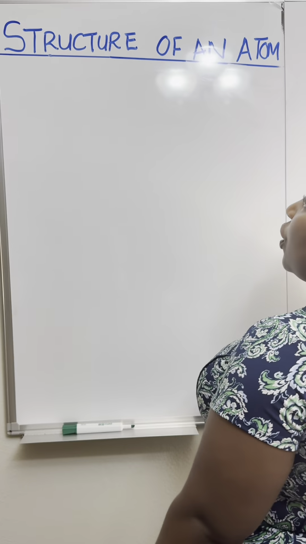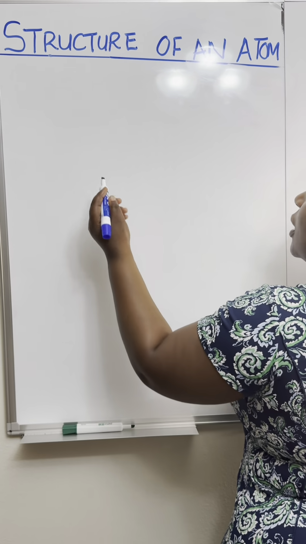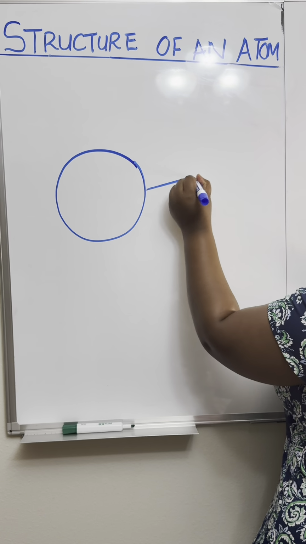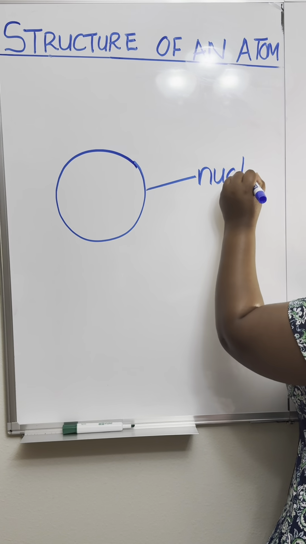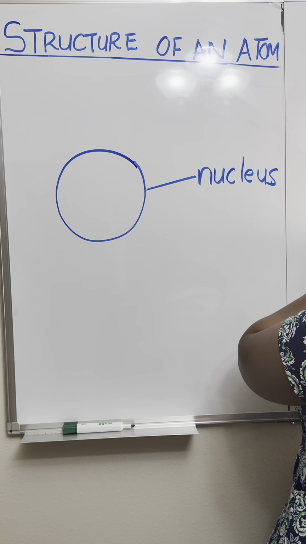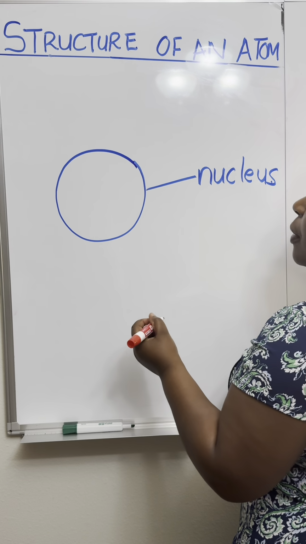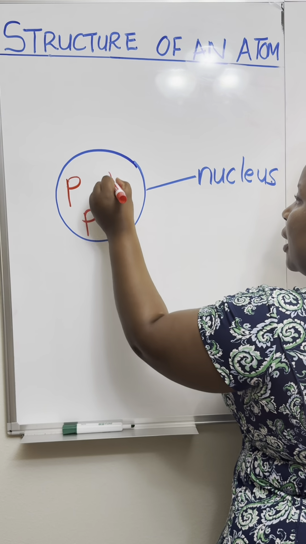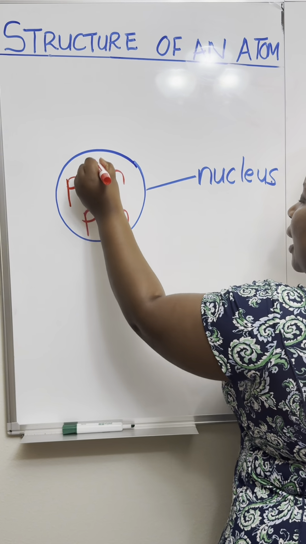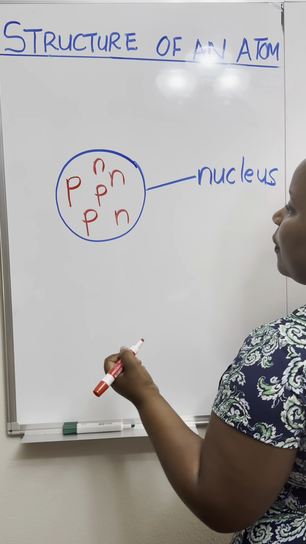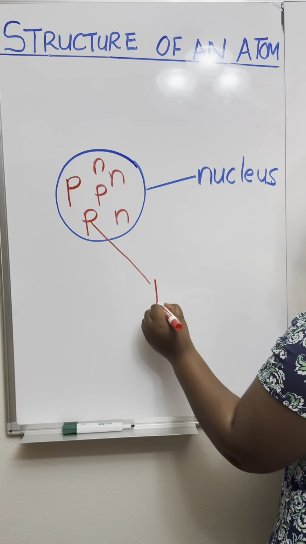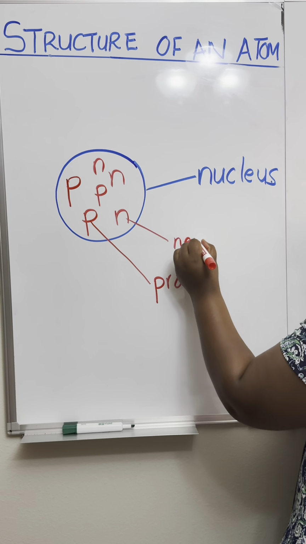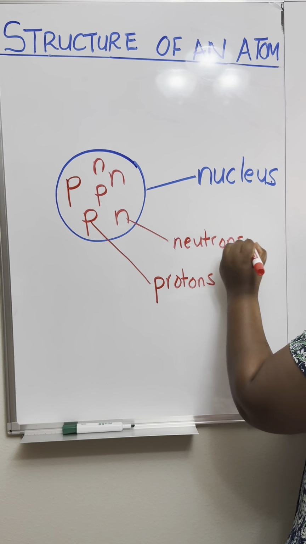So when you're drawing the structure of an atom, you first start by drawing your circle, right? We name this circle our nucleus. Inside the nucleus exist subatomic particles, which I'm going to put here: P, P, N, N, P, N, right? So let me give their names in full. P standing for protons, N standing for neutrons, right?